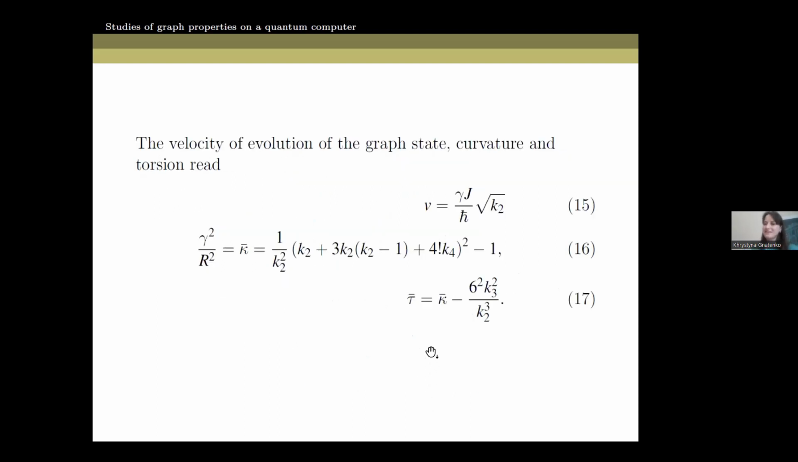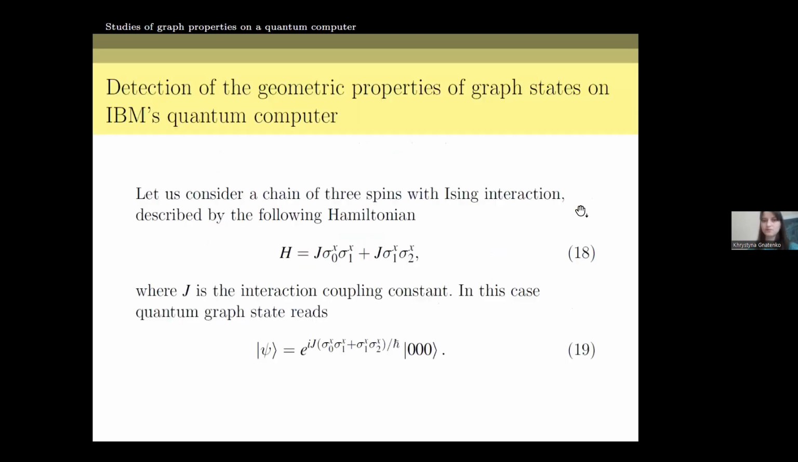So in the case of quantum graph states, we have that the velocity of quantum evolution is related with the total number of edges. Also, the curvature is related with the total number of edges and total number of squares in a graph, and torsion is related with the total number of triangles and also the total number of edges in a graph. So we have obtained these relations.